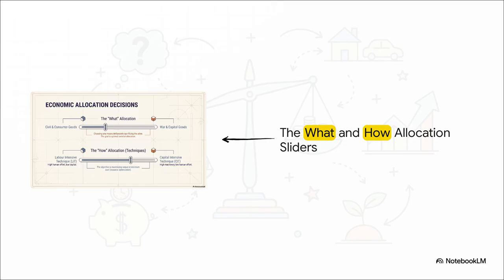Think of these decisions like massive societal sliders. On the what slider, a society must choose between producing consumer goods or war goods. Sliding toward one deliberately, mathematically, sacrifices the other. On the how slider, do you use labor-intensive techniques, meaning high human effort, or capital-intensive techniques using heavy machinery? The ultimate goal for any society is maximum output at the absolute minimum cost.